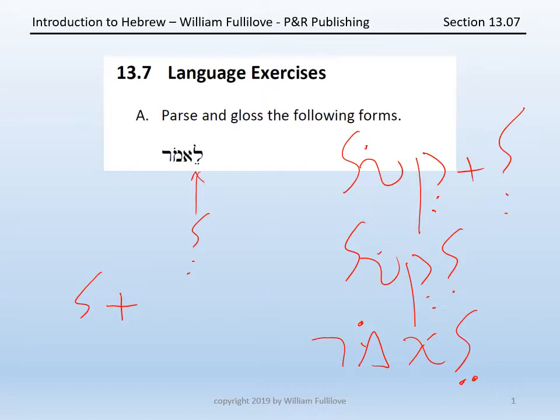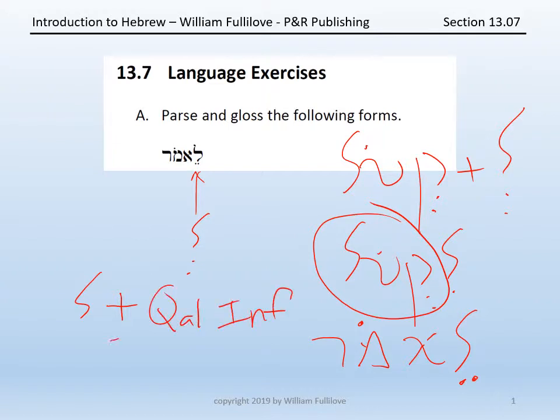If you recognize that, then you realize we're fundamentally dealing with the k-tol form, which is the Qal infinitive construct of, and in this case, all three root letters are apparent very quickly, amar. So this would be glossed as something like saying. Do the rest of section A to practice your parsing of various verbal forms.